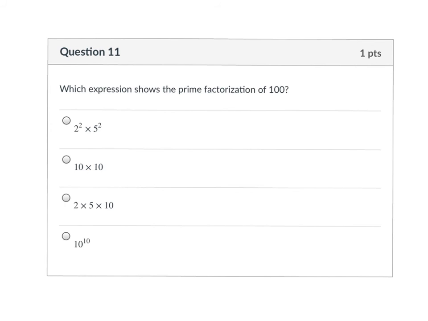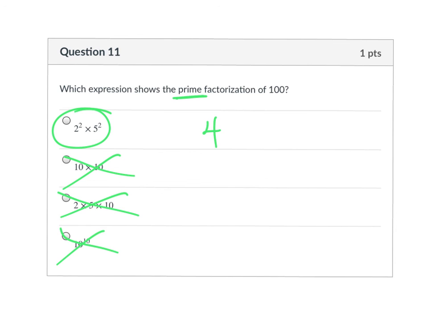Which expression shows the prime factorization of 100? Again, I'm going to eliminate any numbers that have something that is not prime. So these two, 2 and 5, those are prime numbers, so that could be an option. 10 is not prime, so that cannot work. Even though 10 times 10 does equal 100, it's not using just prime numbers. I can eliminate this option because it has 10 as well, and then this one also has 10. So my prime factorization of 100 is 2 to the second power times 5 to the second power. I can check that. I know 2 to the second power is 4. 5 to the second power is 25. 4 times 25 does equal 100.